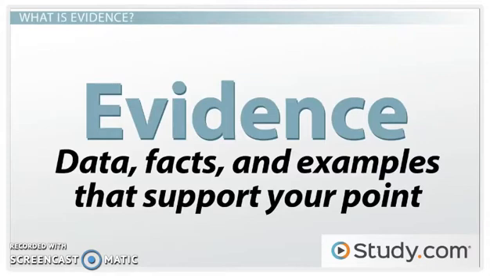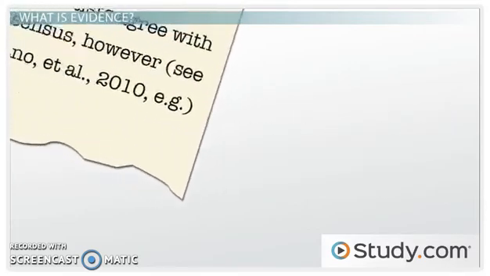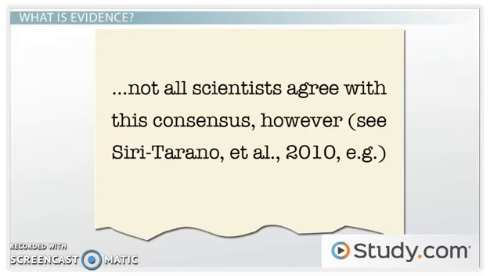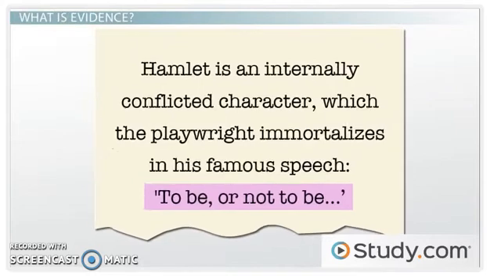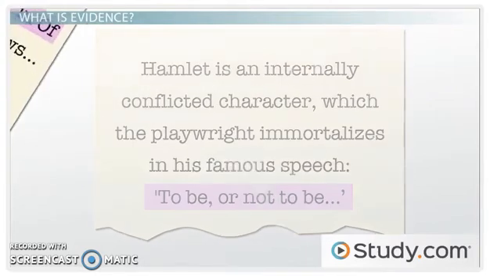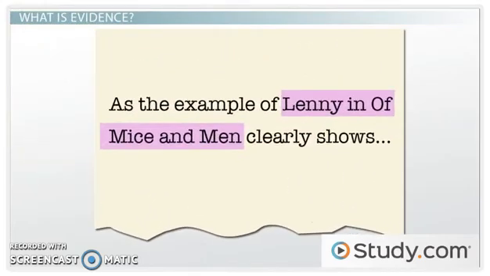Earlier in the lesson, we defined evidence as data, facts, and examples that support your point. The type of evidence you use will depend on what kind of writing you're doing. For example, in a scientific paper, you'd use citations to other studies as evidence. In a paper for English class, you might use quotations from the text. In a standardized test essay, you'd use examples from history or literature.